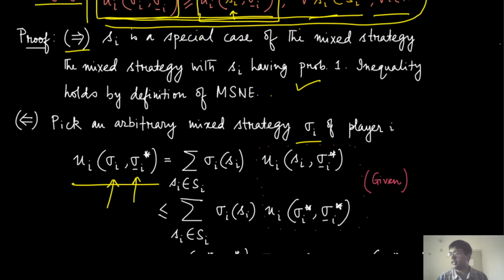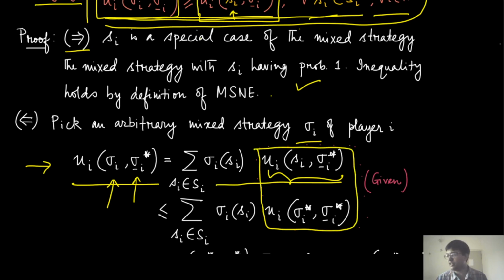Now, quite clearly we can write this down in the very same form. We know how we have written the expression for u_i of sigma i, sigma minus i. So we can expand that, and you can equivalently write it as the sum over s_i of sigma i of s_i multiplied by the utility of s_i, sigma minus i star.